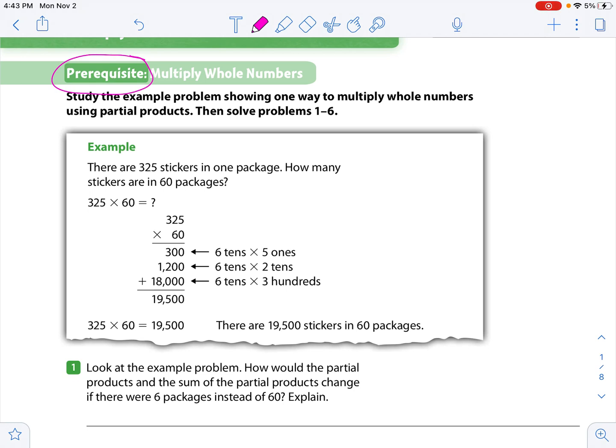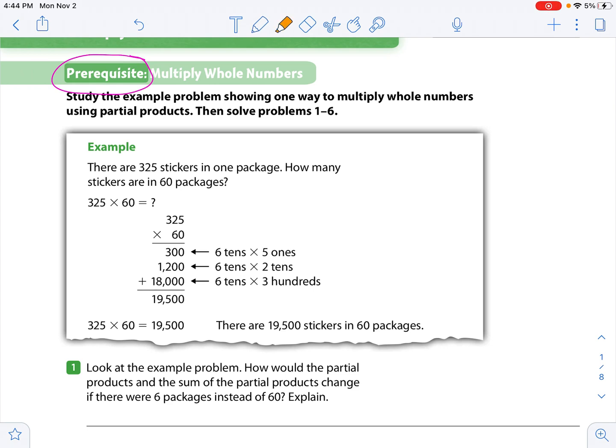It says there are 325 stickers in one package. Okay, that's a lot. So I think about maybe one of my teacher packages of stickers. How many stickers are in 60 packages? 60 is a whole lot. So that's like multiple teachers in multiple buildings getting all of these packages of stickers. But I personally don't want to add 325 plus 325 plus 325 plus 325 plus 325 60 times. That would be crazy. So what we're going to do is we're going to multiply 325 times 60 packages.